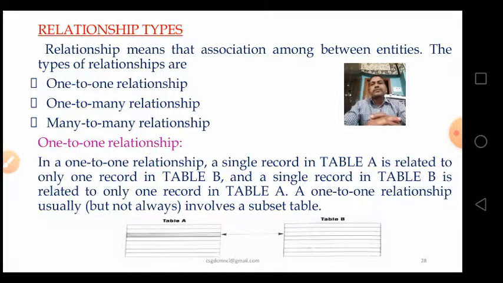First we discuss the one-to-one relationship. In a one-to-one relationship, we take two tables, table A and table B. A single record in table A is related to only one record in table B, and a single record in table B is related to only one record in table A. That is called a one-to-one relationship.